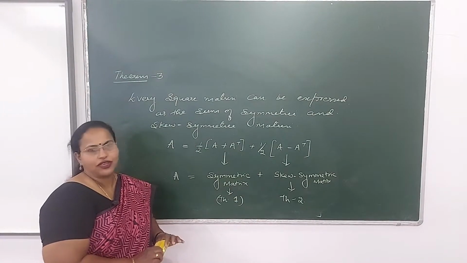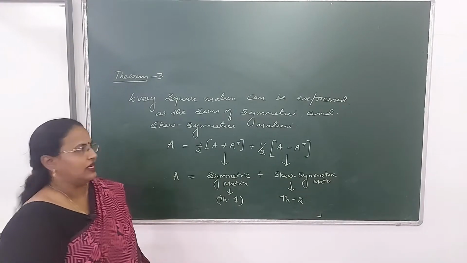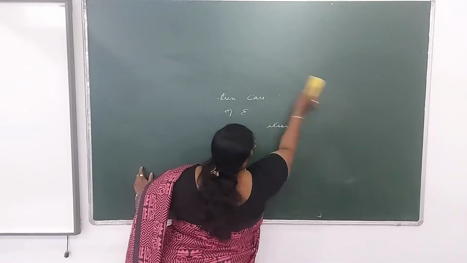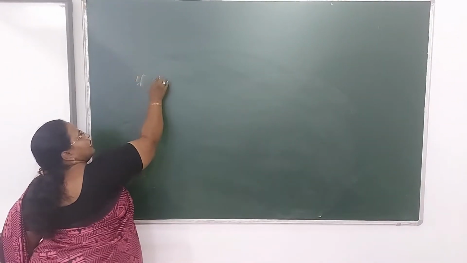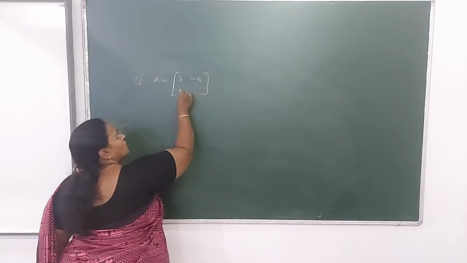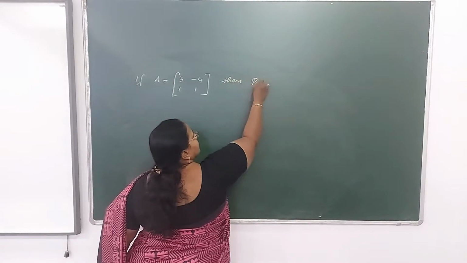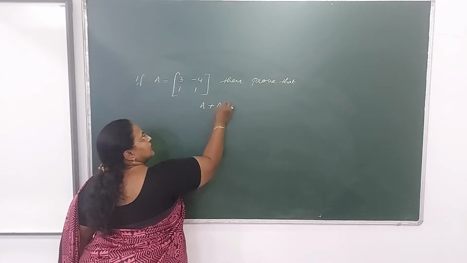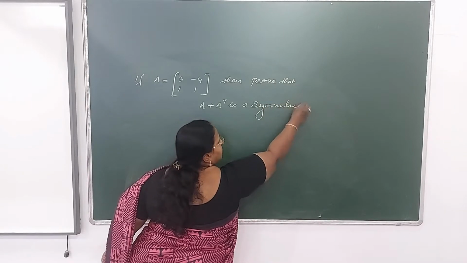So dear children, all the three theorems are over now. Now we'll be doing certain questions based on all this what we have learned. So let us start with an example here. If A is equal to the matrix [3, -4; 1, 1], the question is, prove that A plus A transpose is a symmetric matrix.